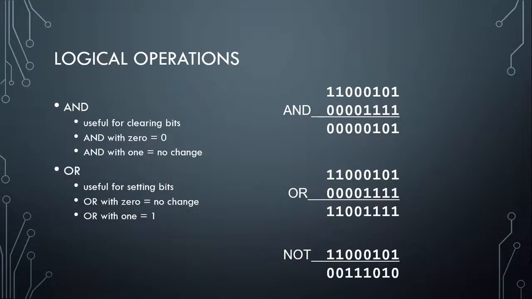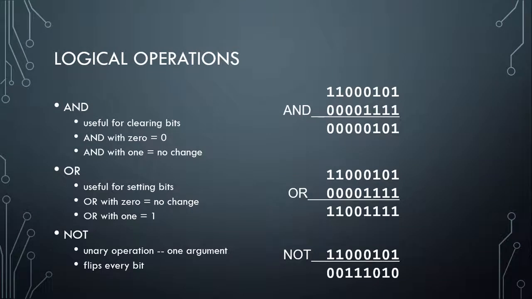Similarly, when we look at OR, this is used for setting bits. You want to set the value of a bit. OR with a 0 is no change. OR with a 1 is a 1. We know this from our logic gates: if there's any kind of 1 in there, then that's going to be true. So again, if you see a 1, 1, that's a 1. If you see a 0, 1, that's a 1. If you see a 1, 0, that's a 1. The only time you end up with a 0 is if you have 0, 0.